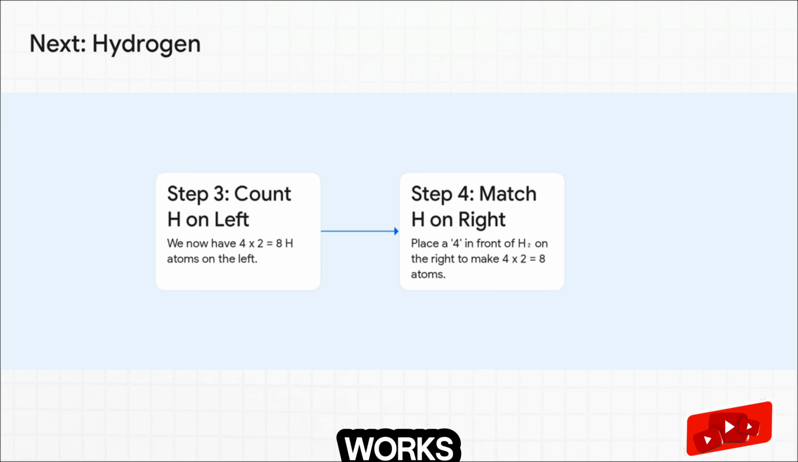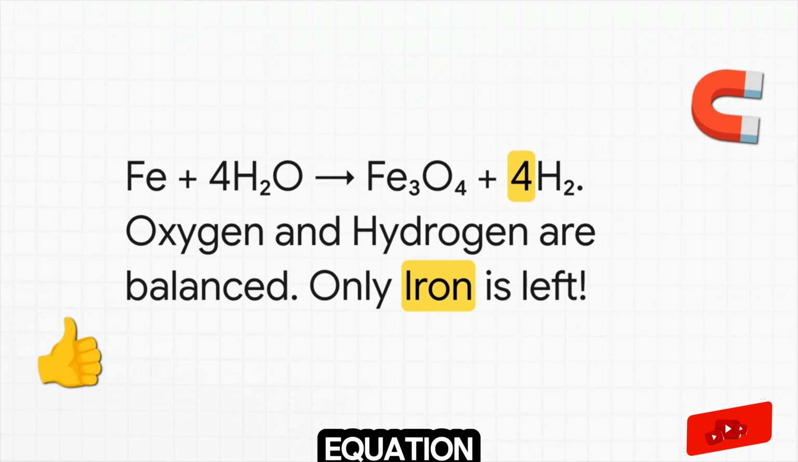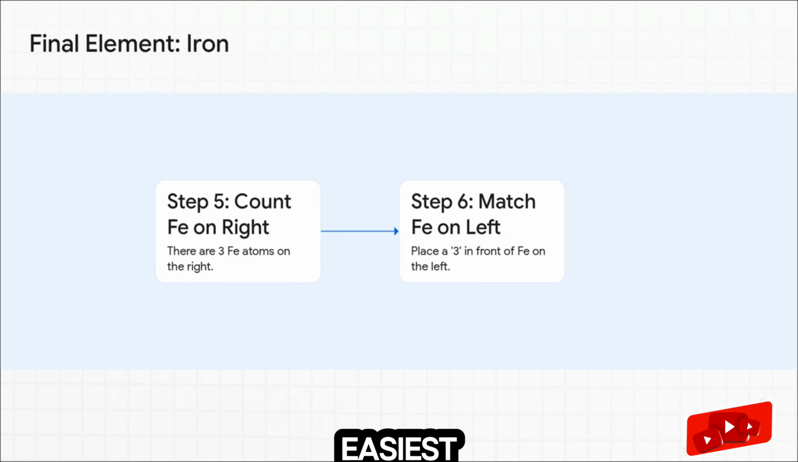See how that works? Let's take a look. Our equation is looking way better. Oxygen is balanced, hydrogen is balanced, so what's the only element left to fix? Yep, you got it, the iron. This is the easiest step of all. We've got 3 iron atoms on the right side, in Fe3O4. We only have 1 on the left, so we just put a 3 in front of the Fe on the left side. And I think we might be done.